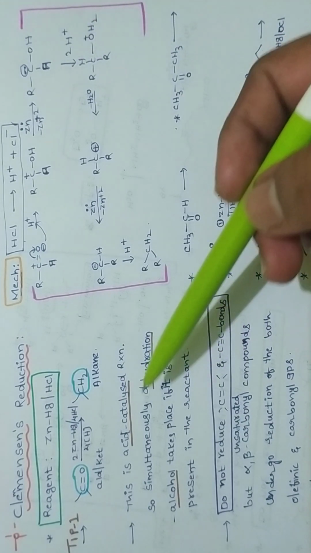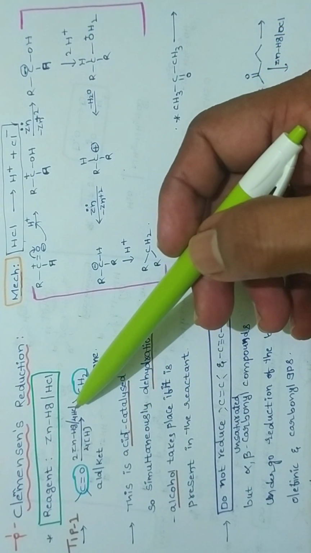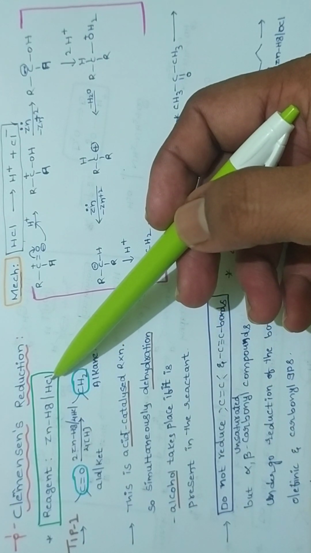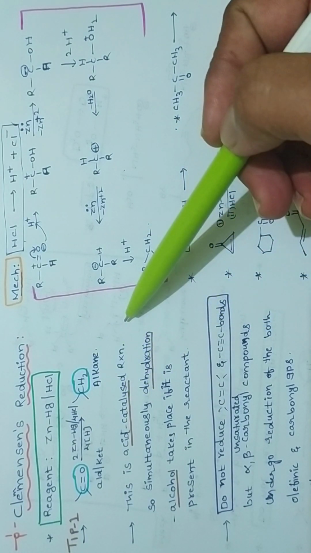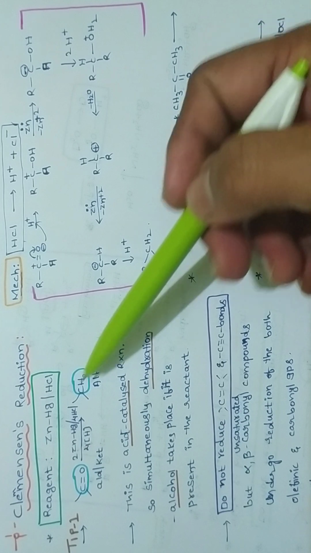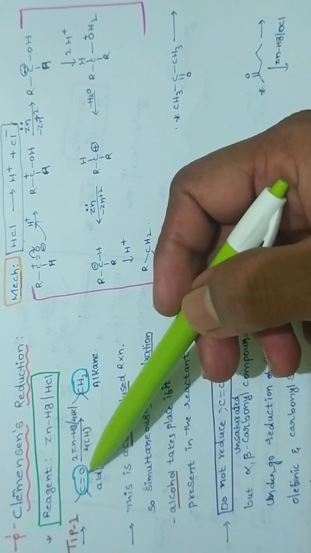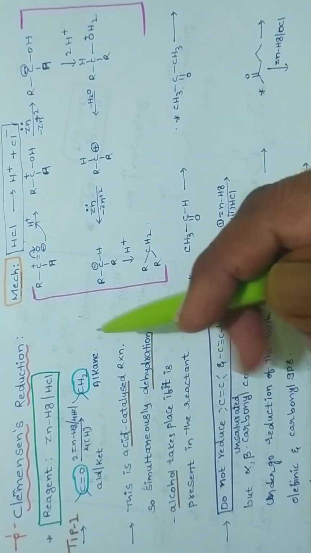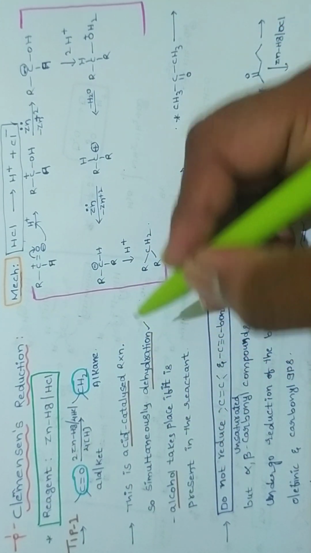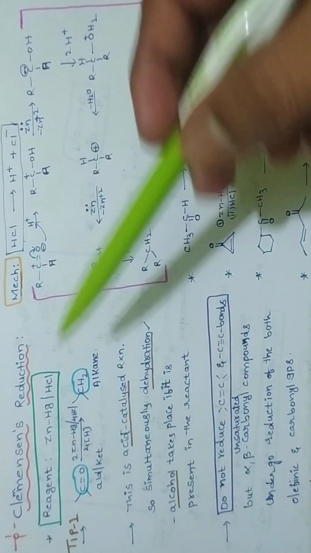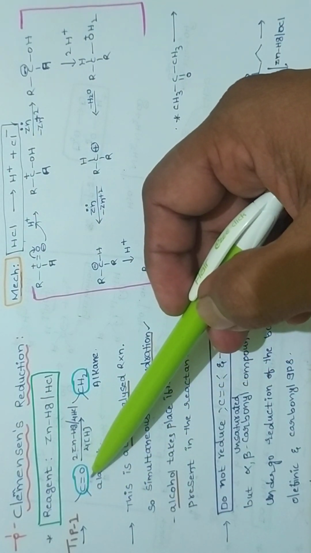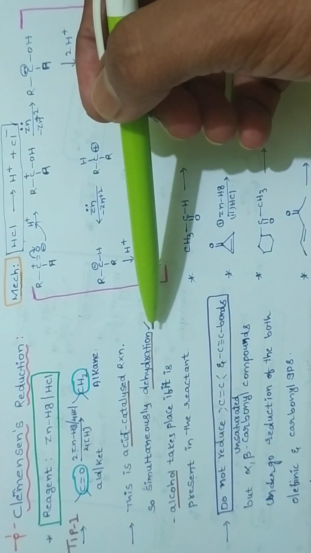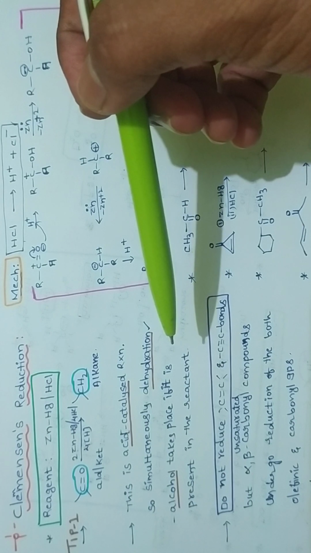Next, it is called an acid catalyzed reaction, because this reaction occurs in the presence of an acid. Whenever the given substrate contains an alcohol group, then dehydration is going to take place.